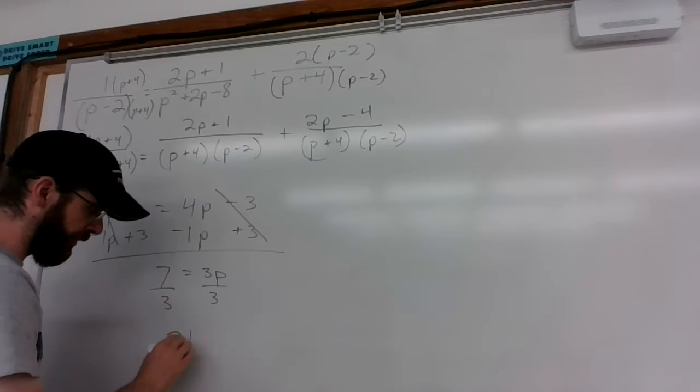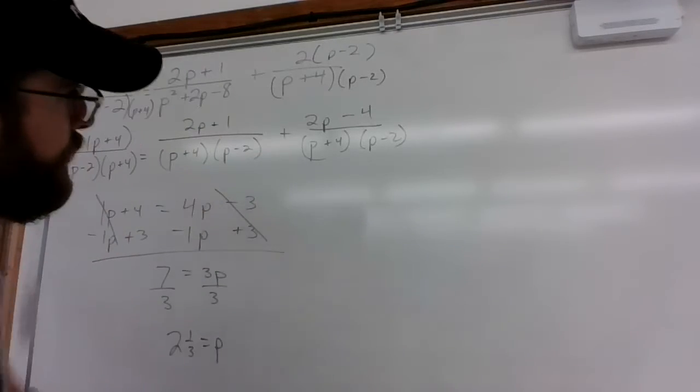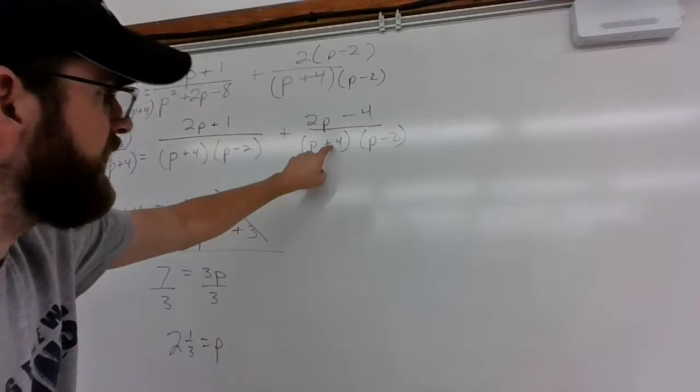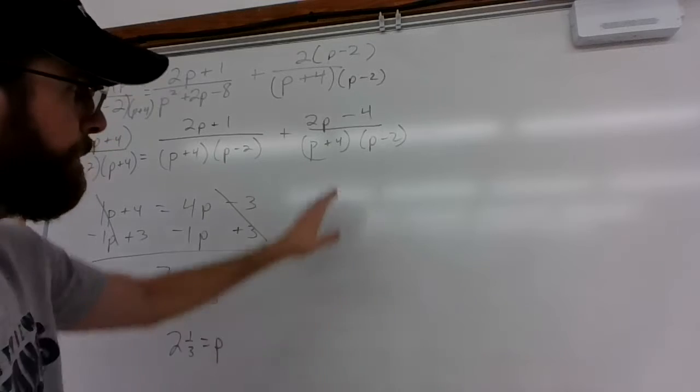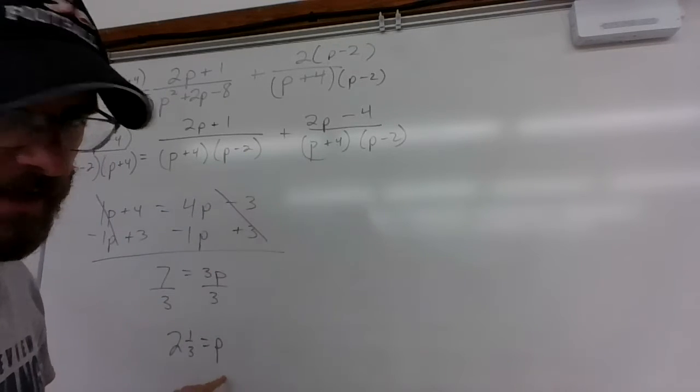7/3 is 2 1/3. Just make sure that it doesn't conflict with any of the domain issues. The domain issues are positive 2 and a negative 4. Those are the numbers that make 0 on the bottom. We don't want 0 on the bottom. This one's okay.